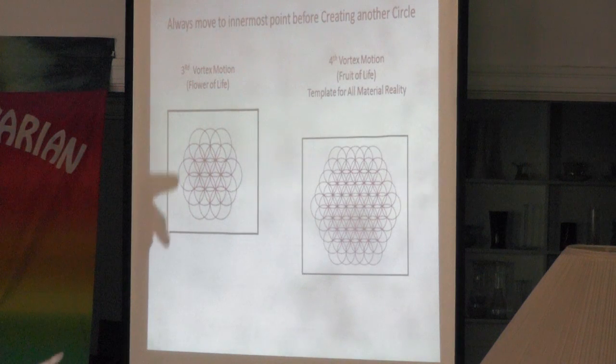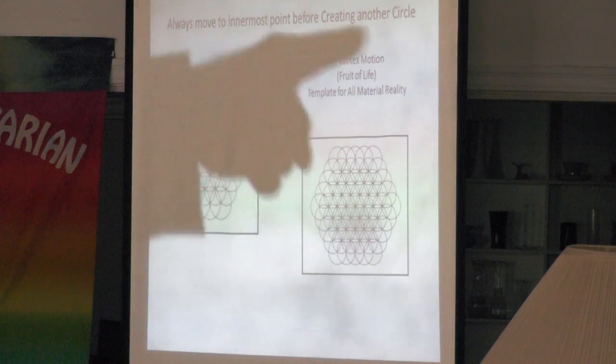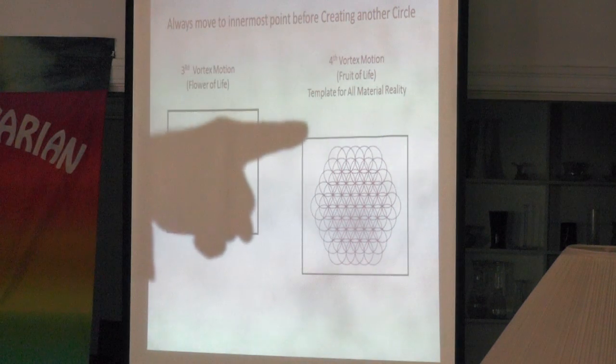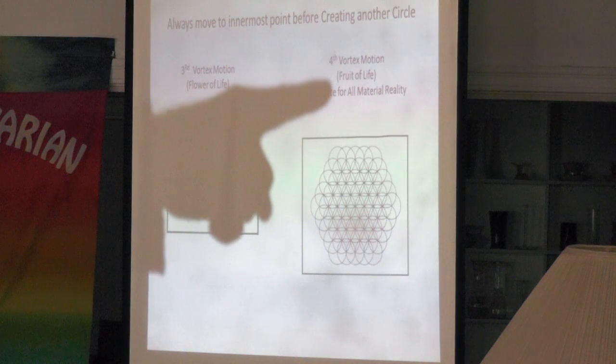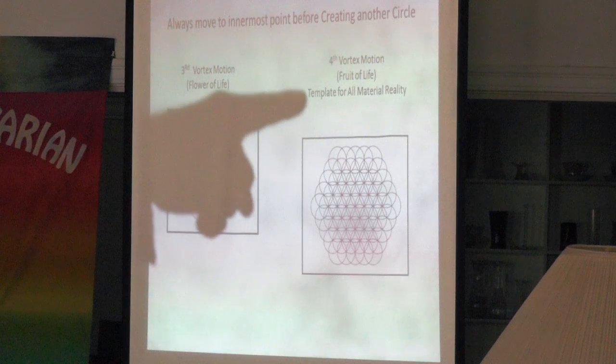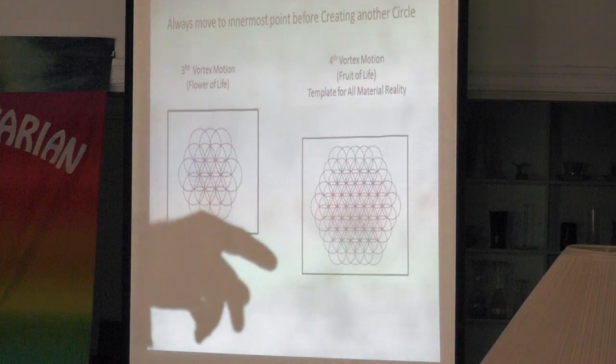Now you can see here, when you create another circles, you end up with the flower of life, and you do another set of circles around that, you end up with this flower of life, or in this case they're saying the fruit of life comes from this, but it's the template for all material reality. So this is one of the most sacred shapes that I first talked about.